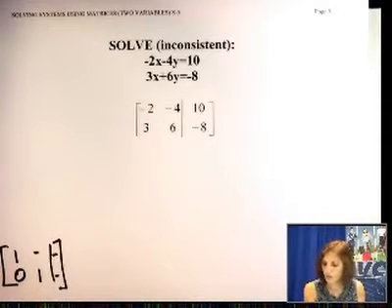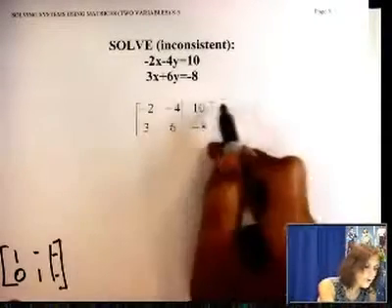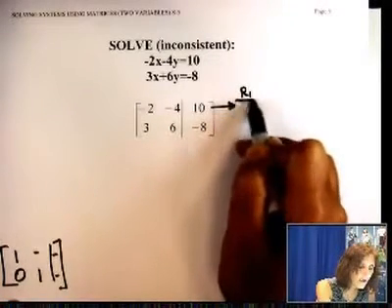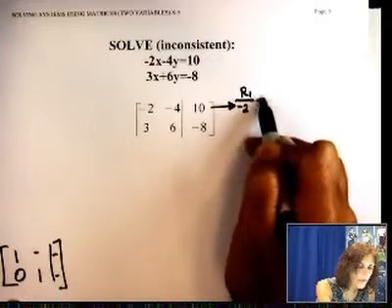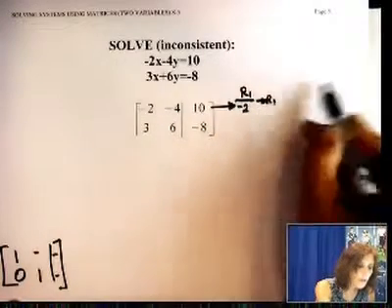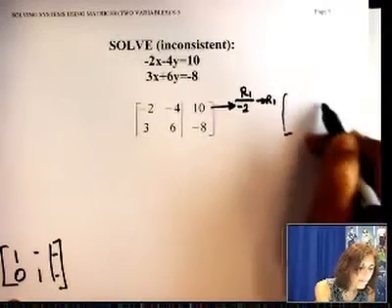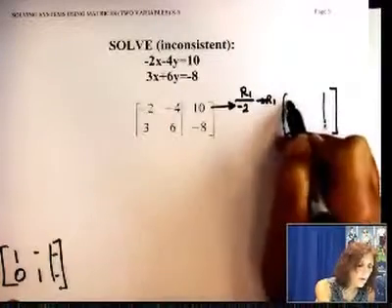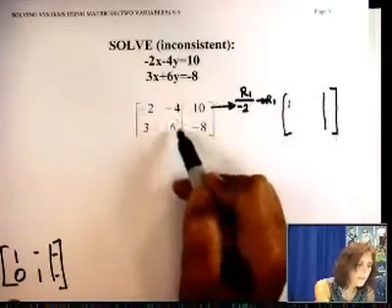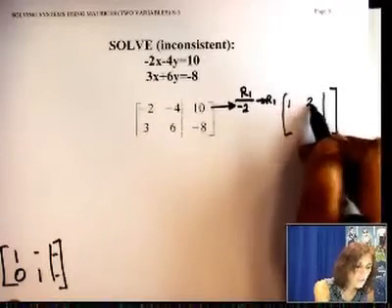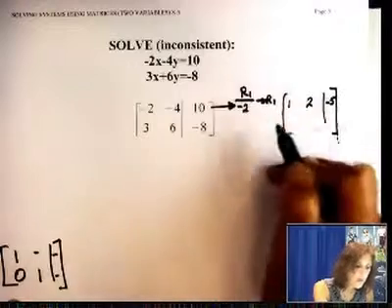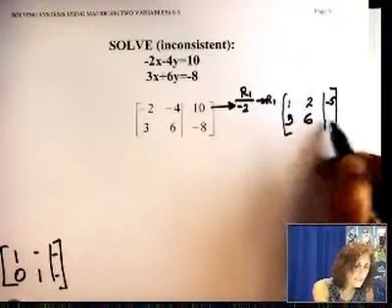So I need to do a couple of things. So what I'm going to do is I'm going to take my R1 and divide by negative 2 and put it in R1. That way, I will have 1 in here. So 1, negative 4 divided by negative 2, that's 2. 10 divided by negative 2, that's negative 5. And I'm not going to touch this second row yet.